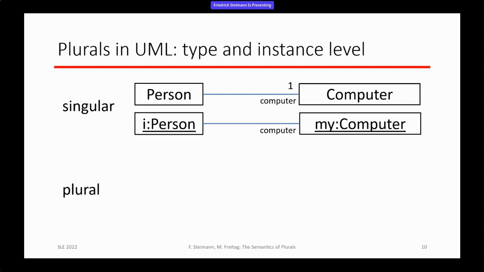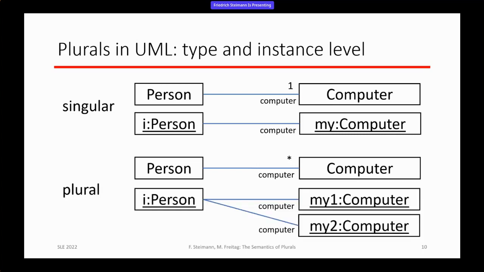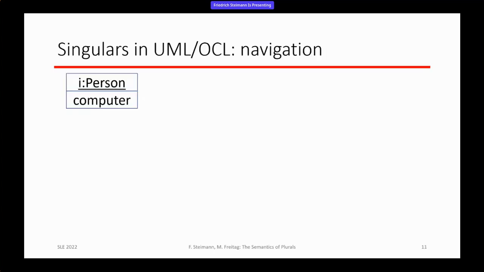The plural case on the type level is very similar. The only difference is that I replace the one, expressing the singular, with a star, expressing that there can be any number, including 0. And on the instance level, what I find is just an enumeration of my computers. And so they live side by side in a way like in the regular expressions or the regular right-part grammars. The type level is mostly about the declaration of data structures, and the instance level is their instantiation.